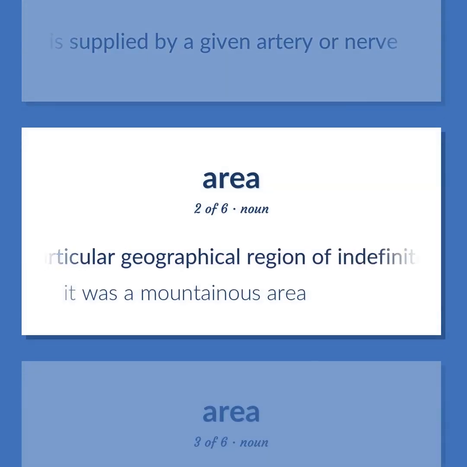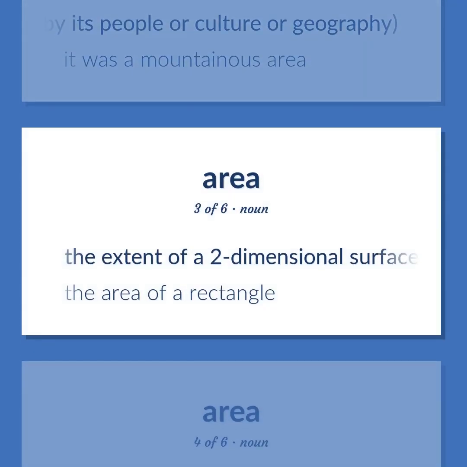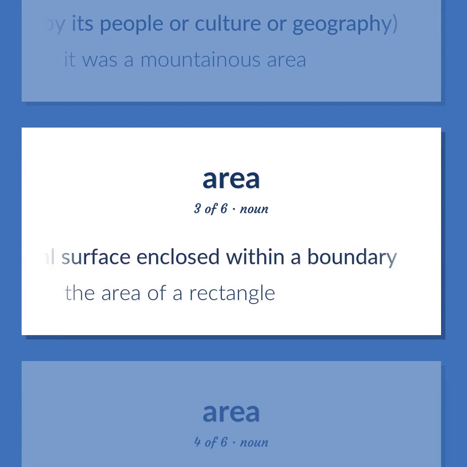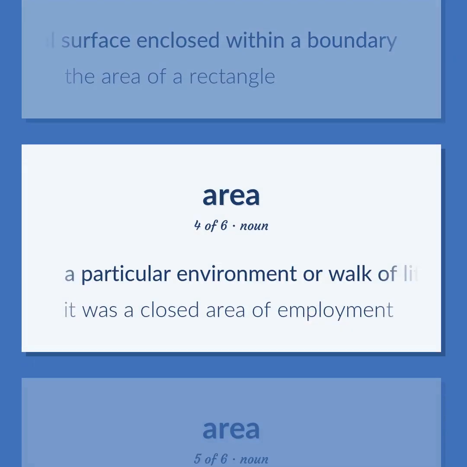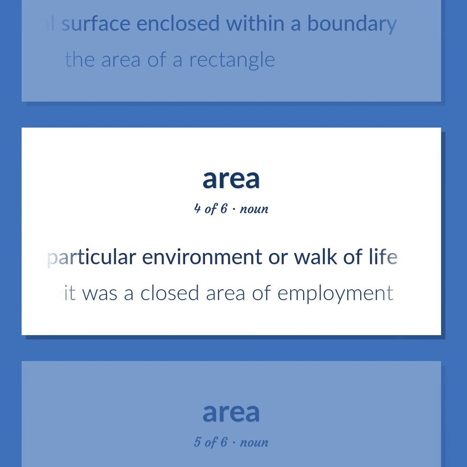A particular geographical region of indefinite boundary, usually serving some special purpose or distinguished by its people or culture or geography. It was a mountainous area. The extent of a two-dimensional surface enclosed within a boundary. The area of a rectangle. A particular environment or walk of life. It was a closed area of employment.